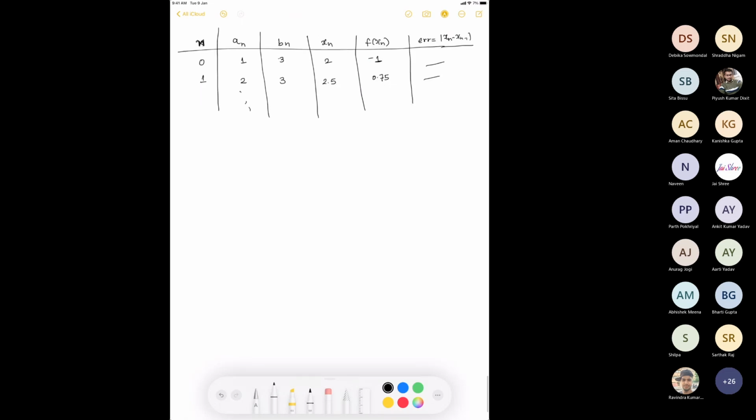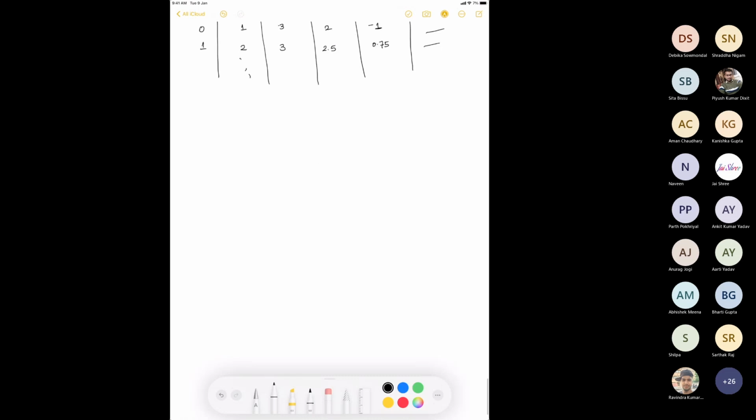So now let's summarize what are the advantages we see for this bisection method. And let's try to argue if there are any further disadvantages also for this method. So first of all, let's focus on the advantages of this method. The first and very important advantage of this method is that it is always convergent.